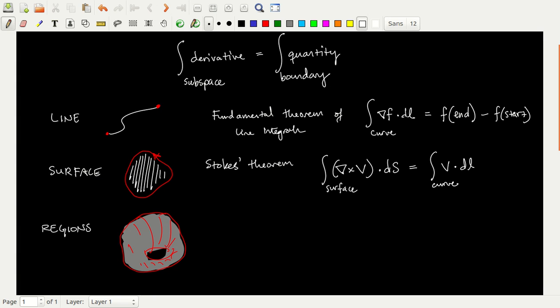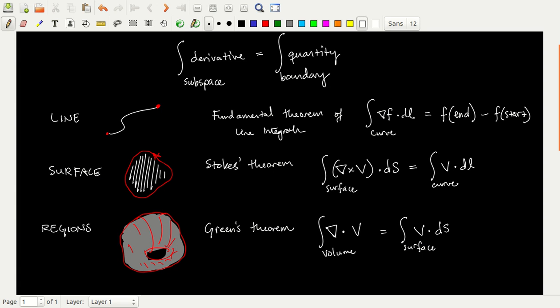Lastly, for regions, the Stokes theorem for regions is called Green's theorem. And it says integrating over a volume, over a region, the derivative of a vector field. This time we're going to take the scalar derivative of the vector field, the divergence. This is equal to integrating over the bounding surface the vector field itself, its flux through the surface.